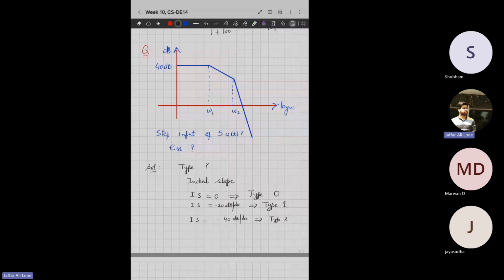Now tell me, what's the type of this transfer function? Anyone? What's the initial slope? See, there is nothing given about what is the slope of this or this, because that is actually not needed.